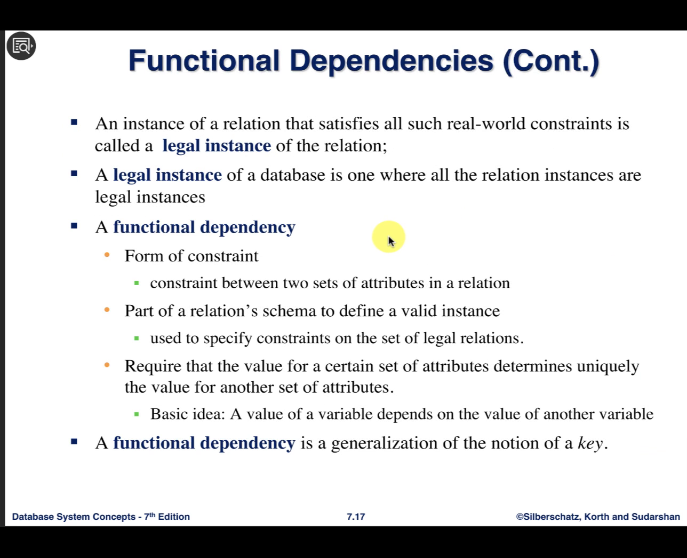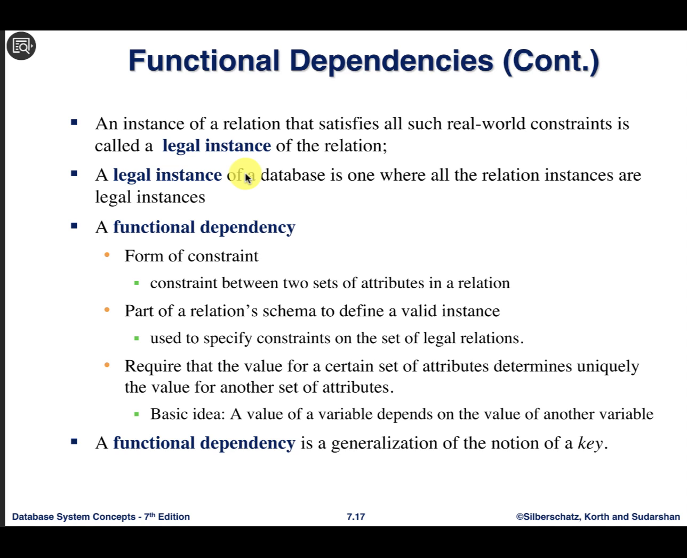So before we talk about more details of functional dependencies, just to remind you of the legal instance. What is the legal instance? A database is one where all the relation instances are legal instances. What do you mean by legal instance? This means the instance of every single relation satisfies all the rules and constraints that we have. For example, if the rule says the GPA must be between 0 and 4.00, we will never find any legal instance that contains GPAs beyond this range.